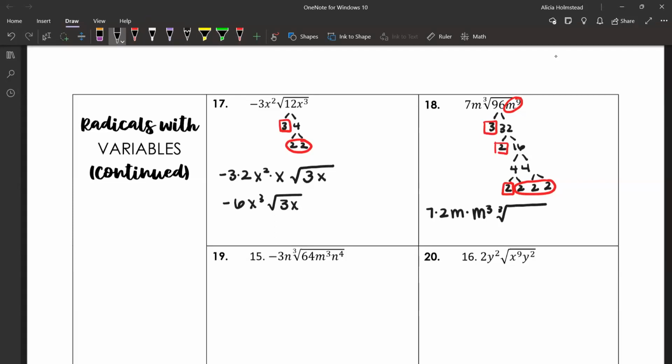So we'll write our cube root. Left inside, we have the 3 times the 2 times the 2. And then there were no m's left over, so there'll be nothing left inside. So if we simplify that, 7 times 2 is 14. m times m cubed is m to the 4th. And then that will be times the cube root. 3 times 2 is 6, times 2 is 12. That'd be 14m to the 4th cube root of 12.